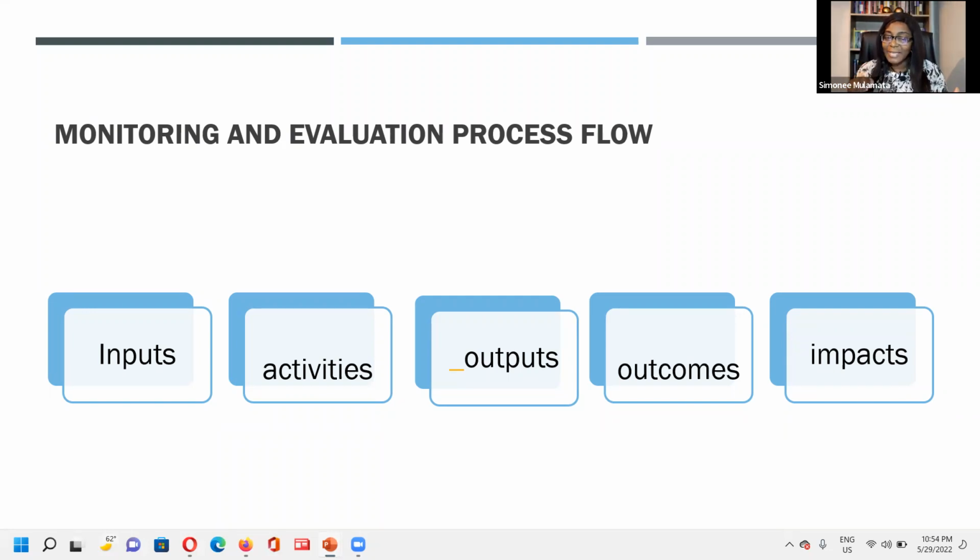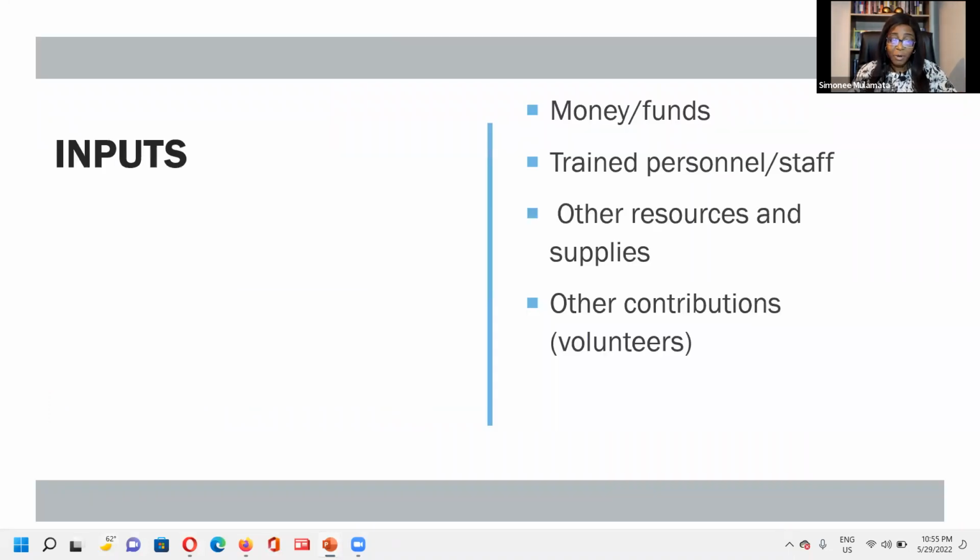If you understand it like that, you'll be able to align your mind to the monitoring and evaluation process flow. But now we are going back to the developmental sector, to our projects, and we want to look at the process flow. When we talk of inputs, what are inputs all about? These are simply examples. Inputs are what you are putting into the process in order for it to be enhanced.